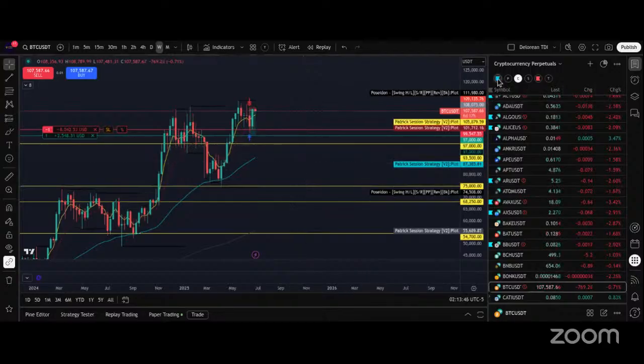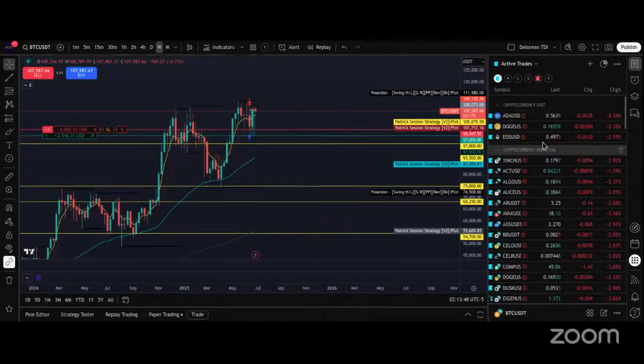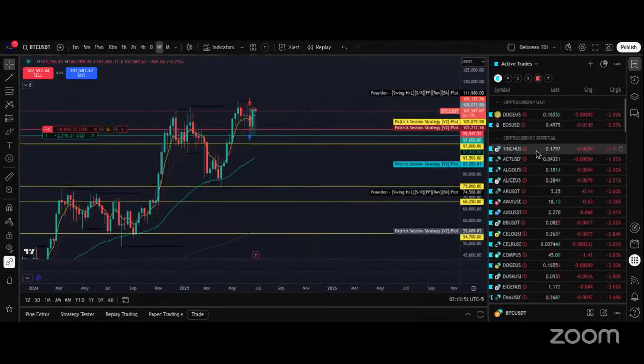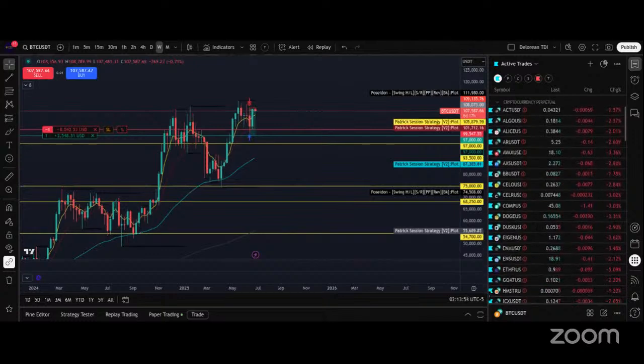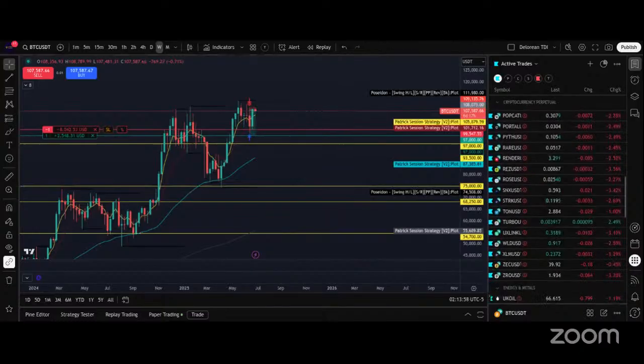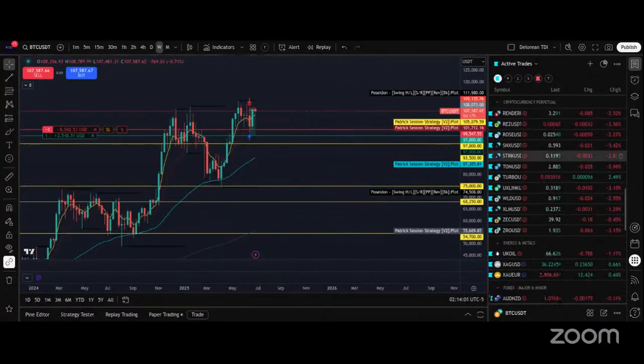So we have a number of opportunities that we're in and tracking. This is the current active trades list. As you can see, this middle section here are all crypto perpetuals that we're in. About 40 of them. So kind of waiting on those opportunities in the market.